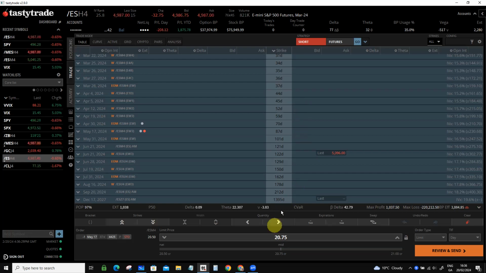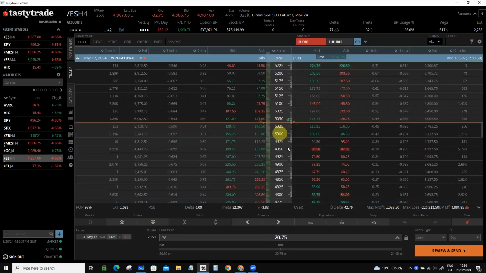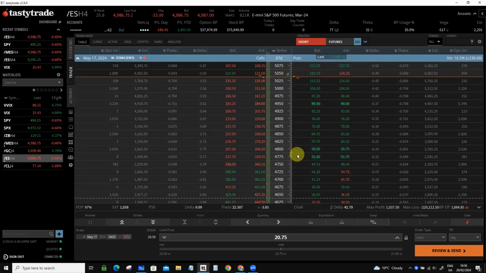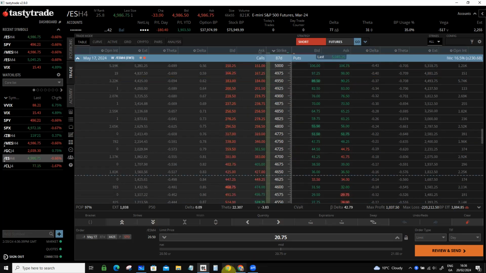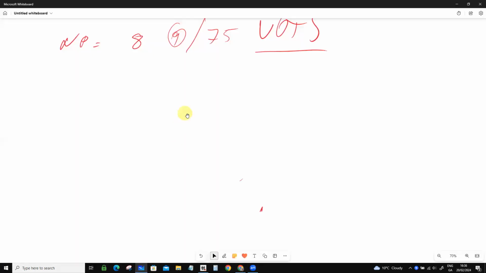We're going to take a look at an example here, and I'm not even saying that this is the final outcome. This is the current playbook that we're going to be doing. So instead of doing 8 or 9 delta, we're going to go to 11 to 12 delta, which is about three deltas higher, and we'll collect more premium, probably on average around 30% more premium. And this will then mean that we need to have fewer open trades at any given time.